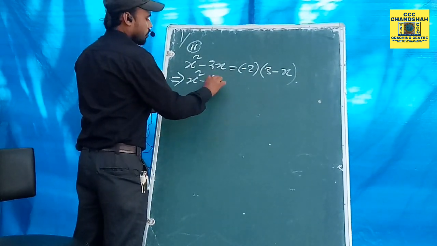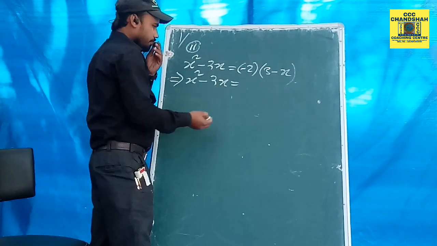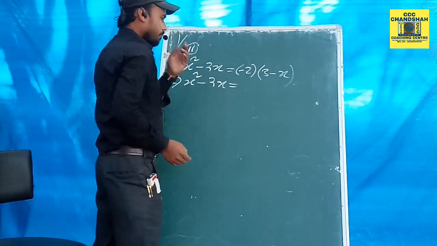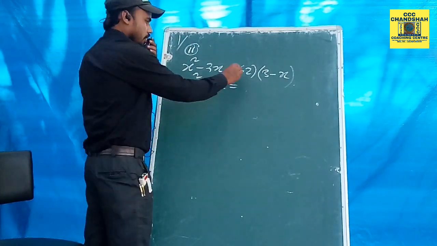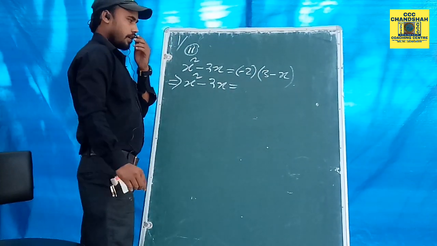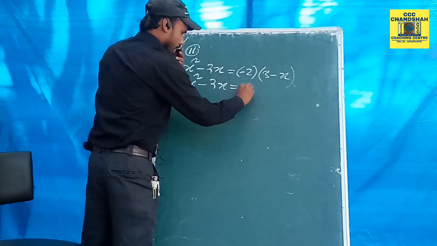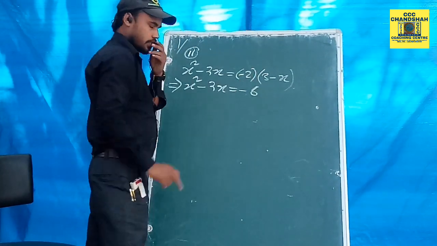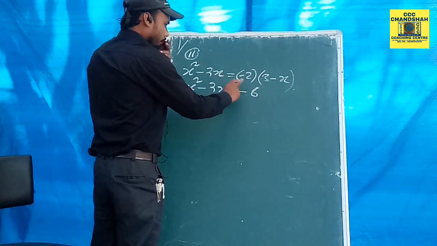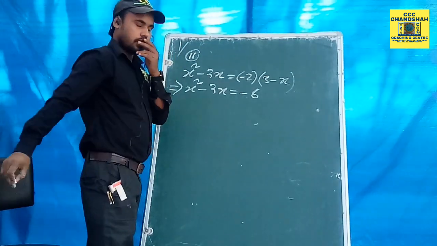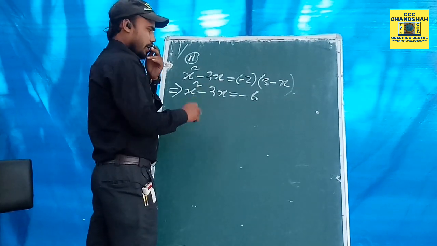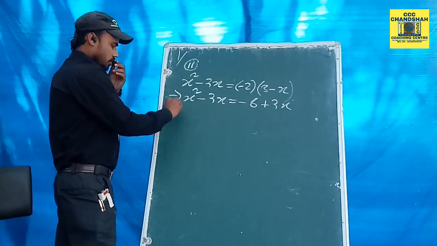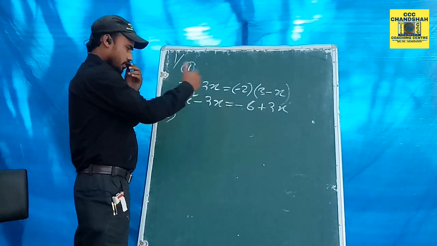X square minus twice x is equal to, now multiply this minus 2 with these two terms, 3 and minus x. Minus 2 and 3. After multiplying this, we get minus 6. 2 times 3 is 6, and minus times plus is minus. So again minus 2 and minus x, what is it? It is plus twice x. Now again bring these terms to that side.